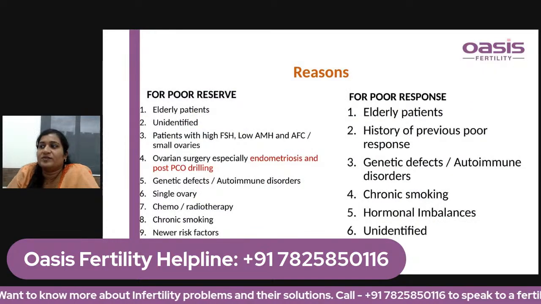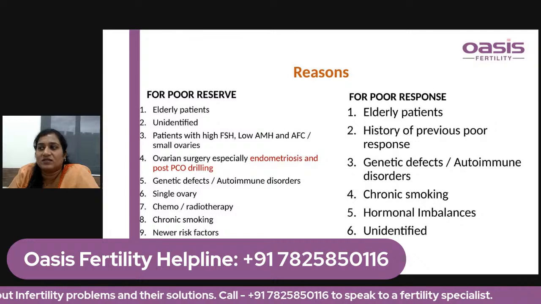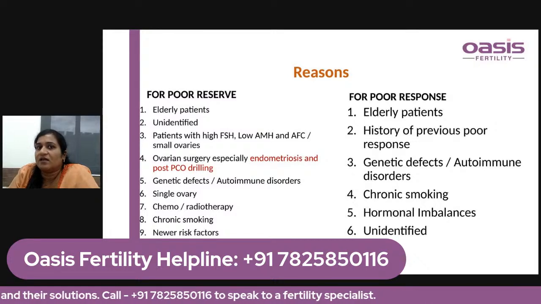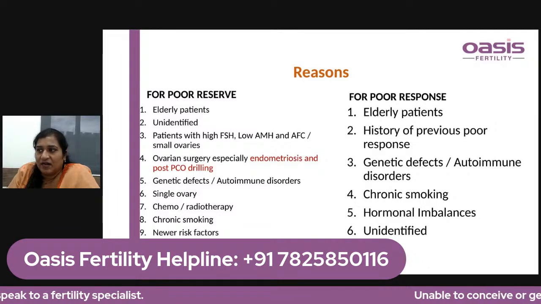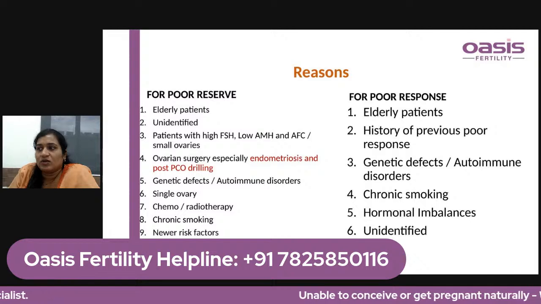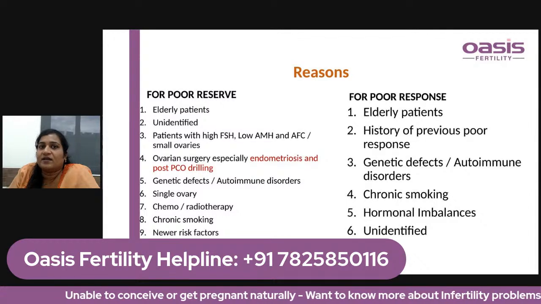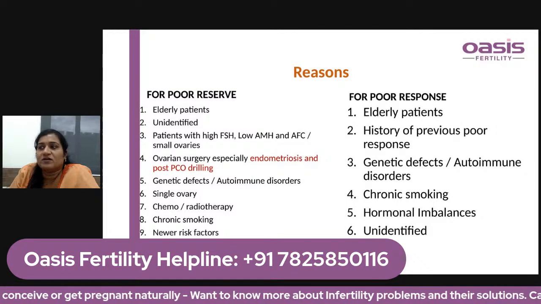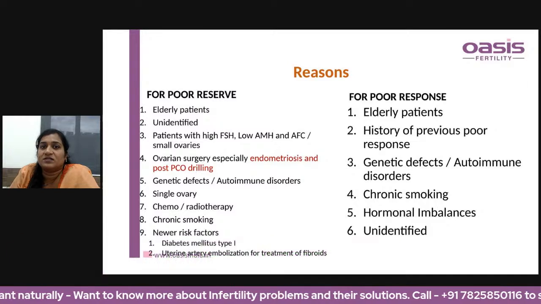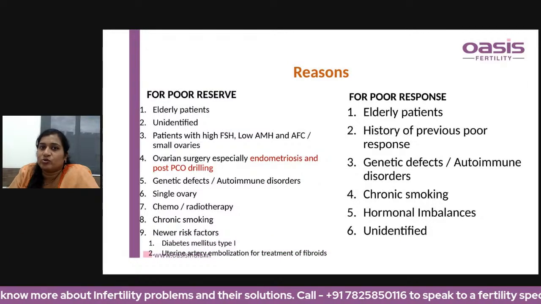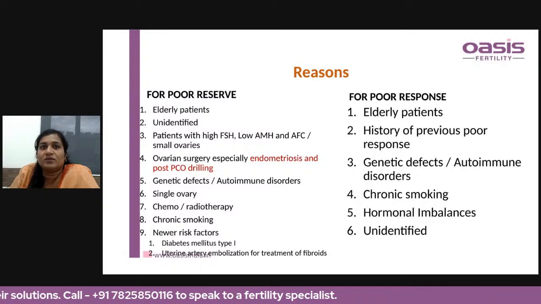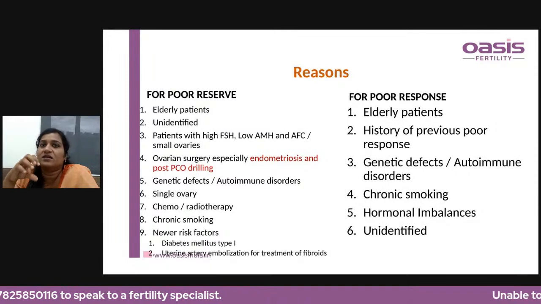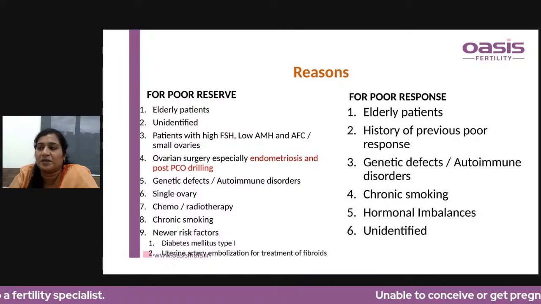Now, what are the possible, probable reasons for poor ovarian reserve? Elderly patients, like age group more than 35, more than 40, and most of the causes are unidentified as well. Patients with high FSH, low AMH and AFC, and small ovaries. Ovarian surgery, like endometriosis surgery, or surgery for an ovarian cyst, or surgery for polycystic ovaries, where laparoscopic ovarian drilling is done, that also can reduce the response. So it is very essential that when a surgery is being done on the ovary, it is done with utmost caution, especially in a young female.